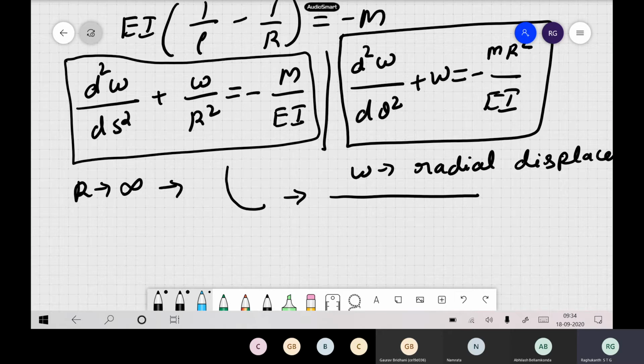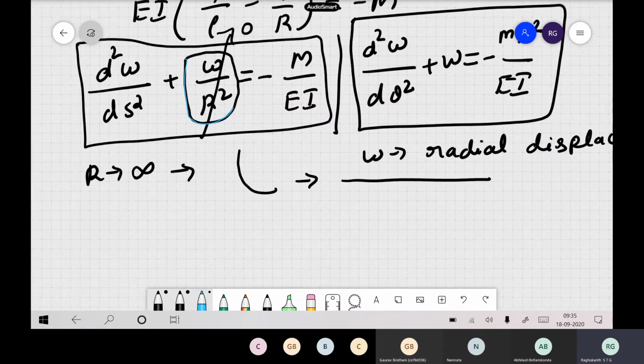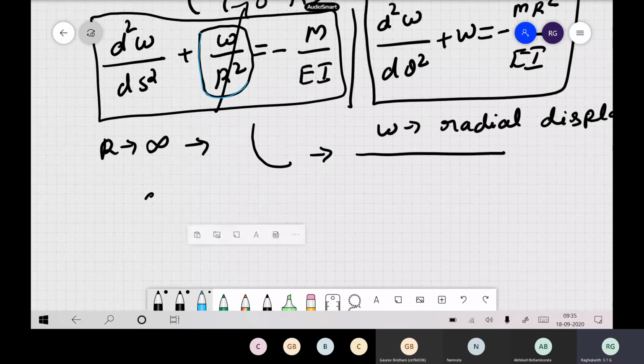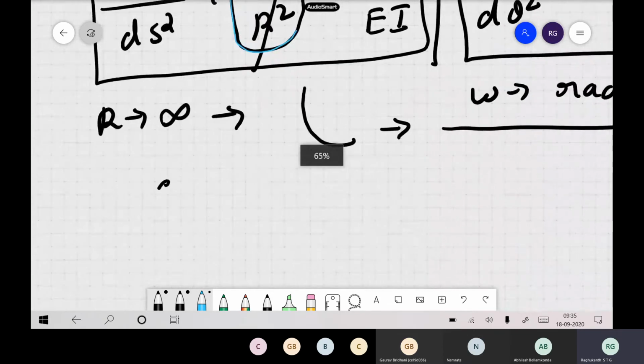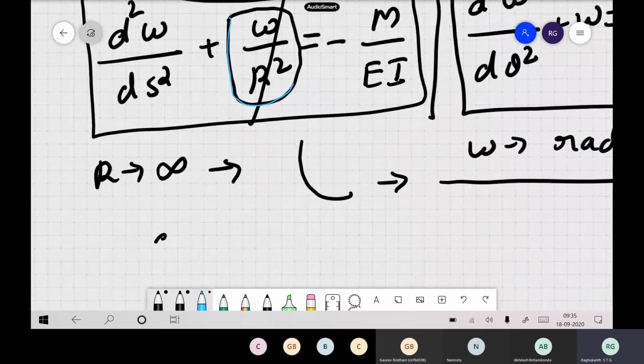So when r is equal to infinity, what happens in this expression? See what happens to this second term. This term will go towards 0. Now ds square, what is ds? Ds is the length of that beam itself. So this equation collapses to the ordinary Euler-Bernoulli beam equation, d square y by dx square is equal to M by EI. This way you can verify whether the equation you have derived is correct or not.